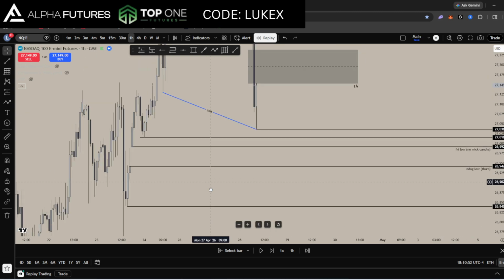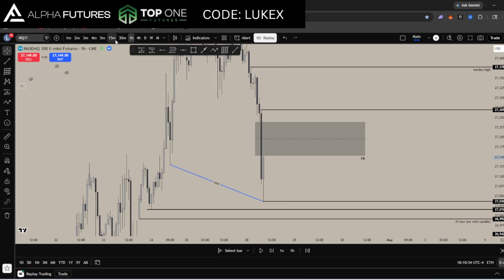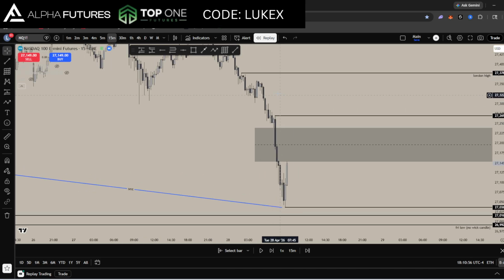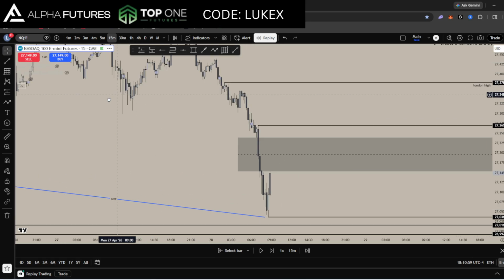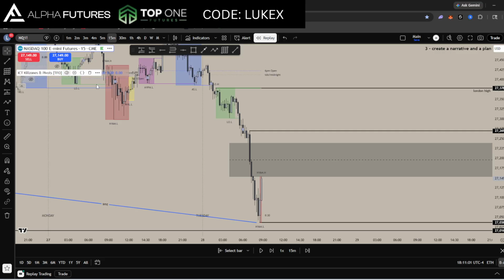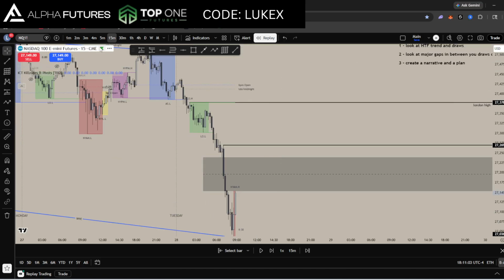Now, what do we have for buy side? Our next buy side draw was this 15-minute high. We had some more 15-minute highs. And besides that, our next major draw on liquidity to the upside was London high and then Asia high all the way up there.